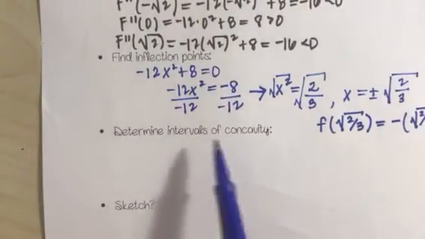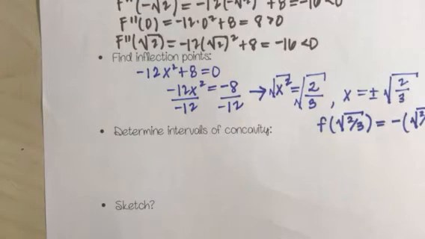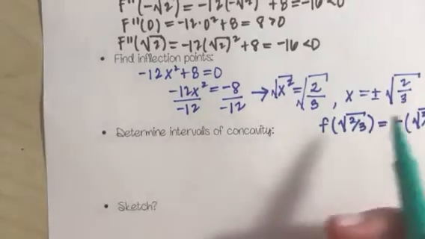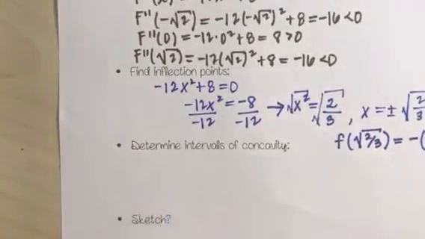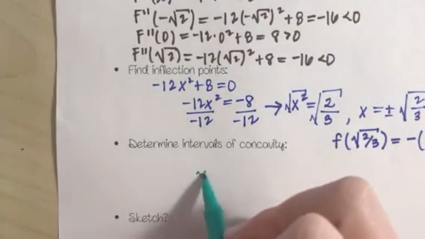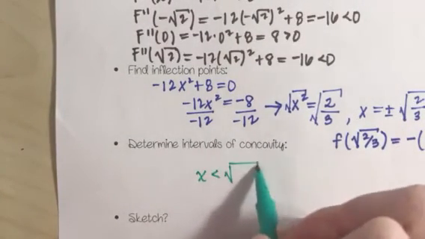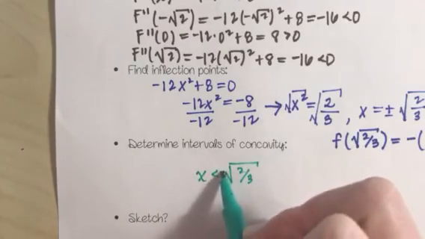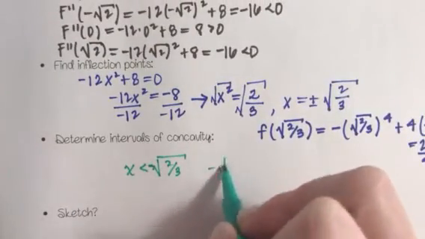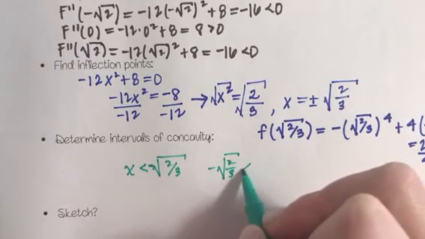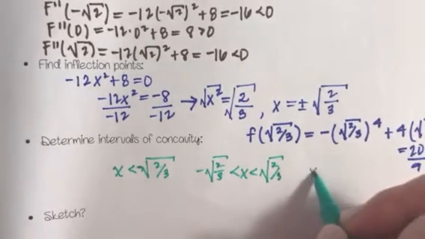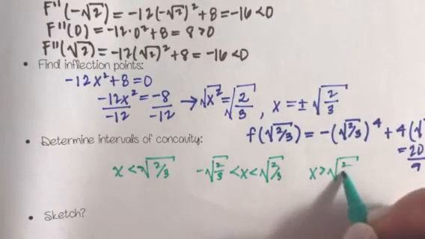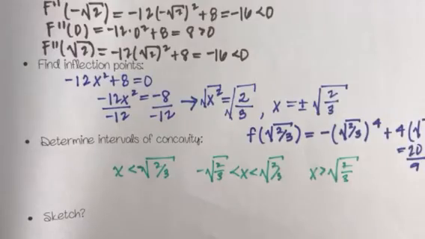So next up, we want to use the inflection points to determine intervals of concavity. So again, this is just where we're doing testing points. So I have two inflection points, so I want to check on either side and in between those inflection points. So I want to check x less than negative root 2/3. I want to check in between negative root 2/3 and positive root 2/3. And I want to check x greater than root 2/3.